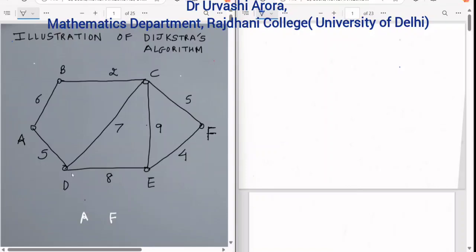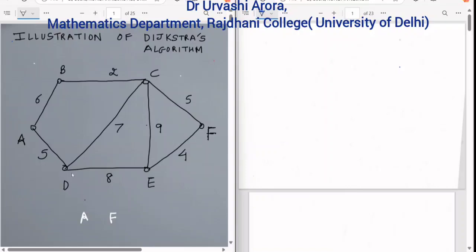You can assume that these vertices A, B, C, D, E, F are cities. And the non-negative numbers which are put on every edge, for example, the number 6 is on the edge AB, number 2 is on the edge BC, and so on, are weights of the edges, and these weights can be assumed to be road distances. So if A is a city and B is a city, and we are moving from A to B, then the distance traveled according to this example can be taken as 6 units or 6 kilometers or 6 whatever are the units in this example. In this way you can understand the weights associated with each edge.